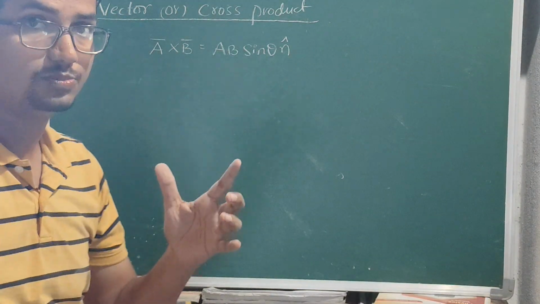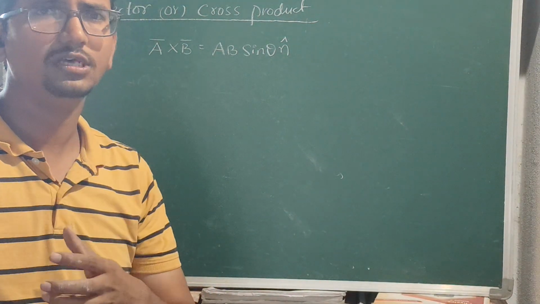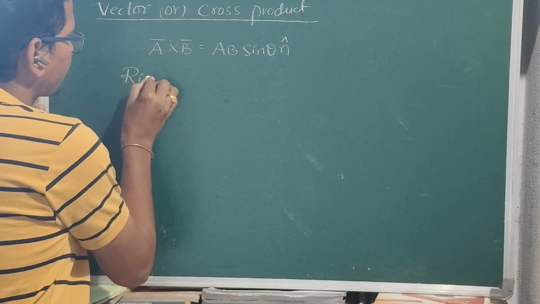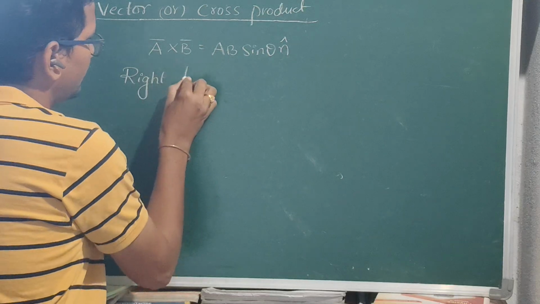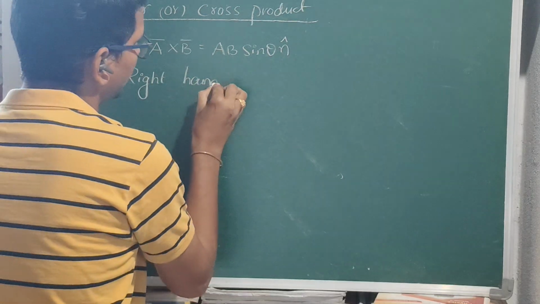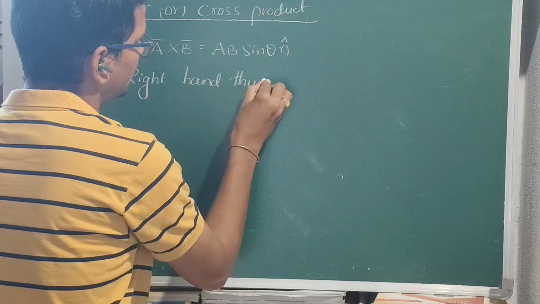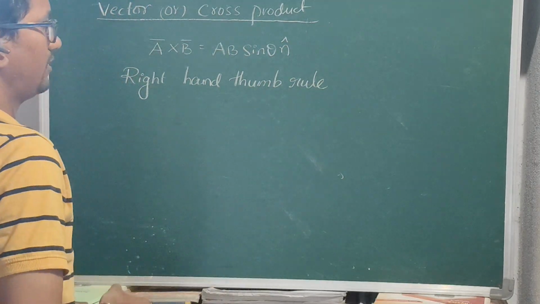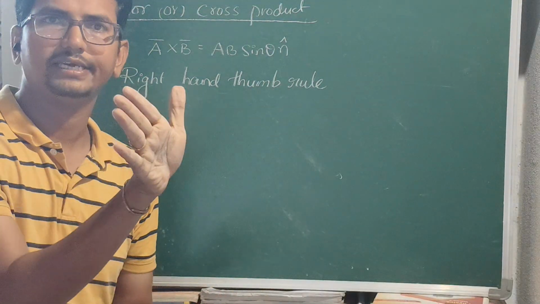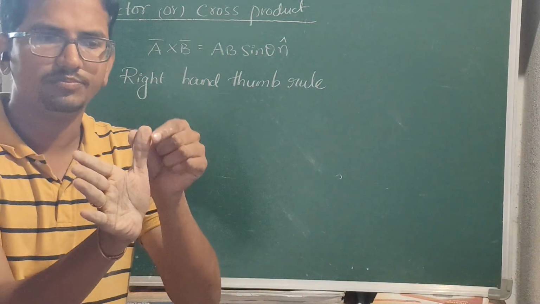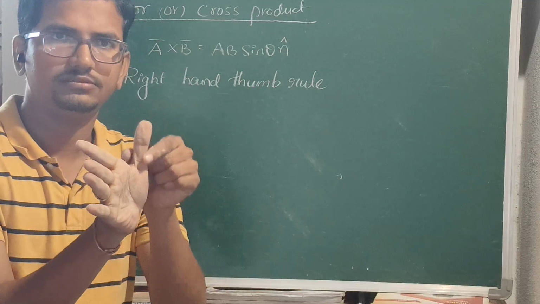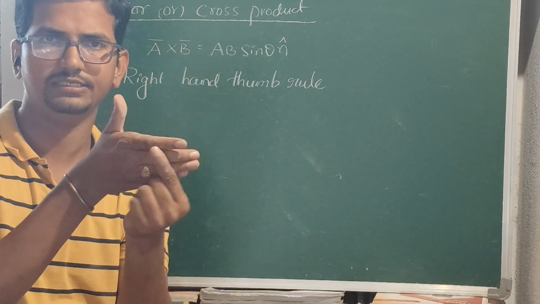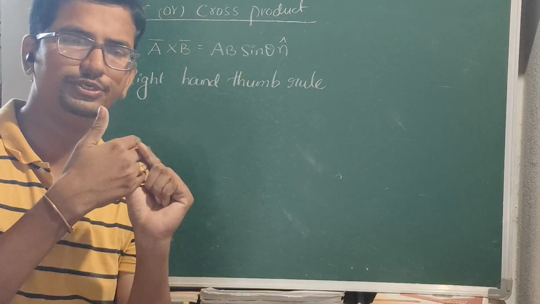But for the vector or cross product, a very important law is used, which is called the right hand thumb rule. What is the right hand thumb rule? This is the right hand. The thumb indicates the direction, and the curved fingers show the movement, whether it is moving from A to B or B to A.